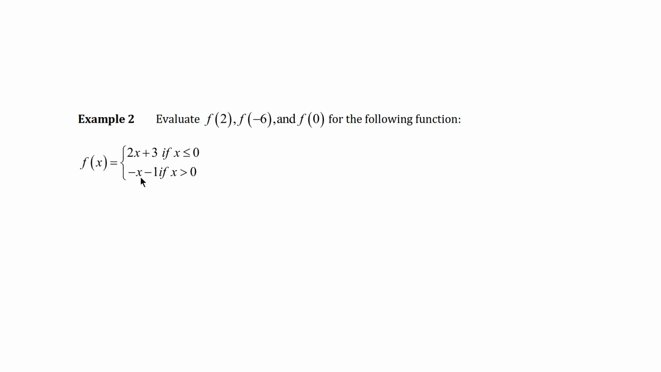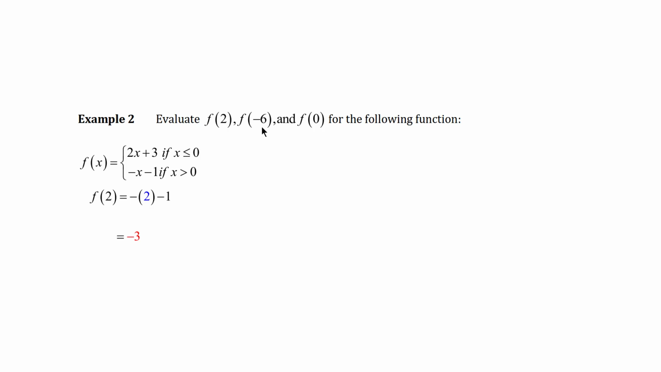If we take a look at the bottom equation, it's defined for x values greater than 0. And 2 is greater than 0, so we plug it into the bottom equation. We get f of 2 is equal to negative 2 minus 1. Simplifying this, we get negative 3. Next, we need to find f of negative 6.